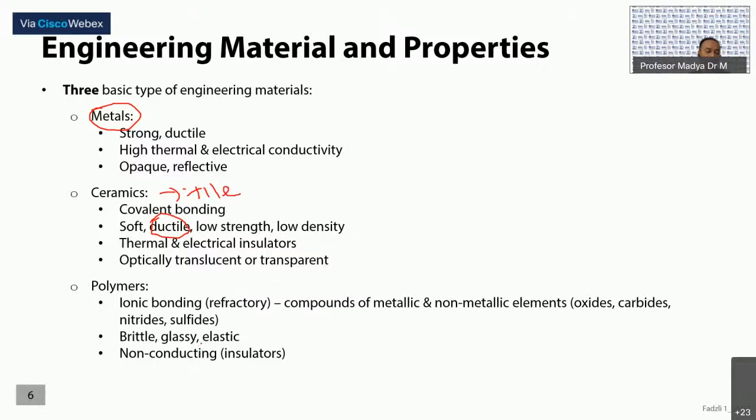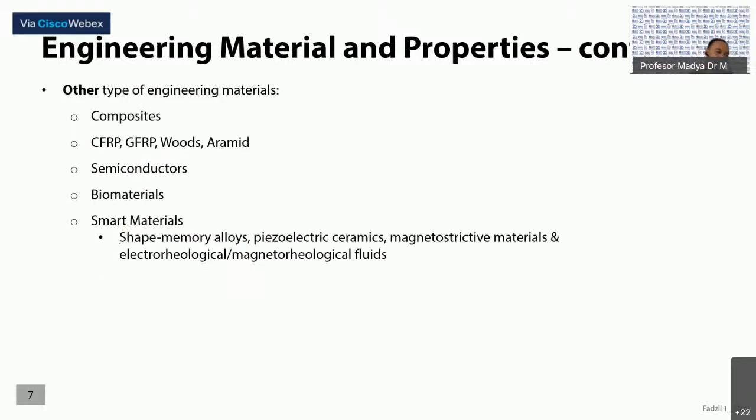And then the polymer: ionic bonding, refractory, compound of metallic and non-metallic elements. And then brittle, glassy, elastic, and non-conducting. It means the polymer is an insulator. And then another type of engineering material, composite, which is the mix of two or more materials.